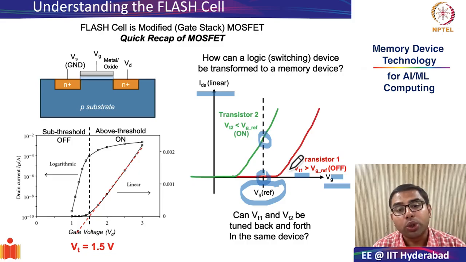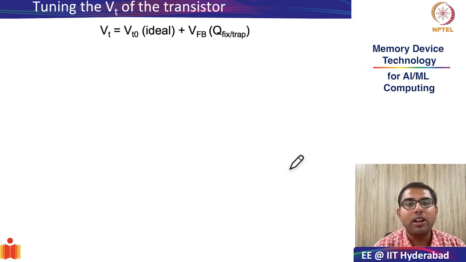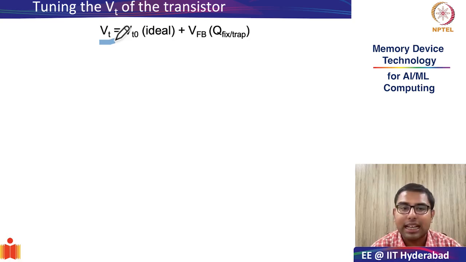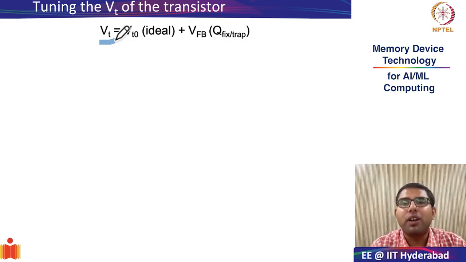To do that, we need to have a little bit more thorough understanding of the inner mechanisms regarding the threshold voltage of the transistor. The threshold voltage of the transistor, and I'm trying to simplify things as much as possible, can be divided into two parts. One is the ideal component of the threshold voltage of the transistor. What do I mean by ideal component? That it is a perfect transistor.